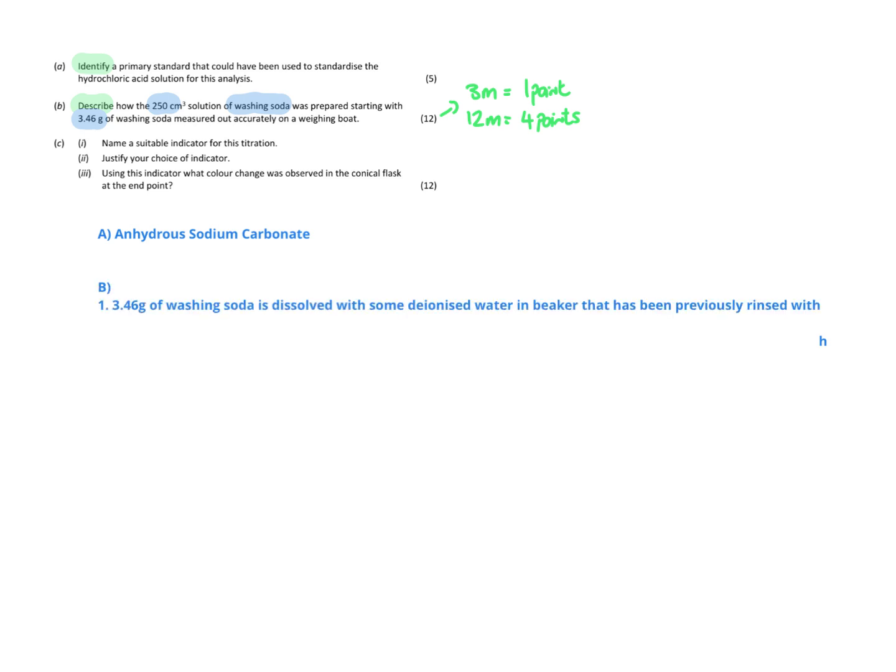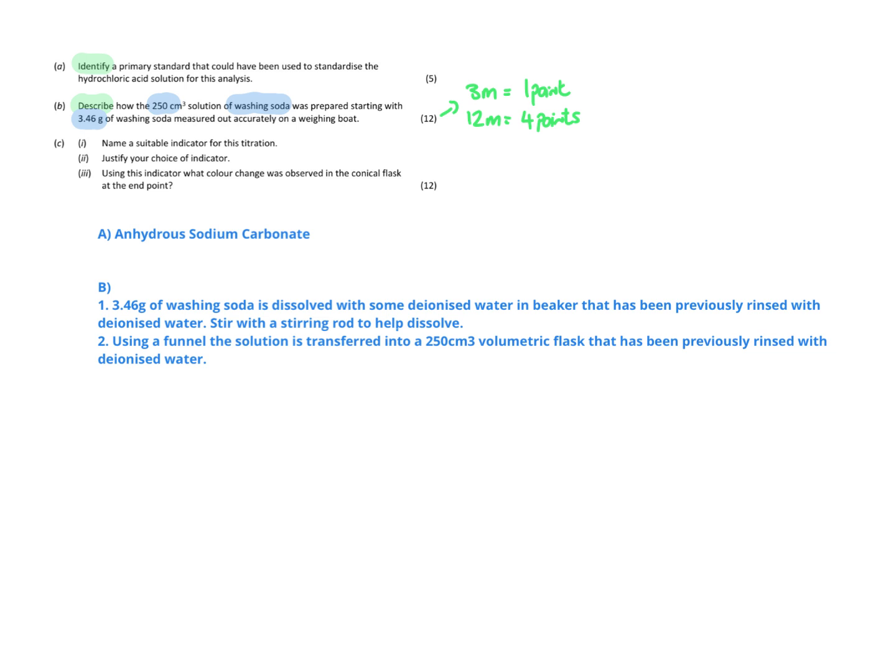So the first step would be to take the 3.46 grams of washing soda and to dissolve it in some deionized water in a beaker that has been previously rinsed with deionized water. And then I would stir using a stirring rod to help dissolve this. The next step then would be to use a funnel to transfer this solution that's in your beaker into a 250 centimeter cubed volumetric flask that has been previously rinsed with deionized water.